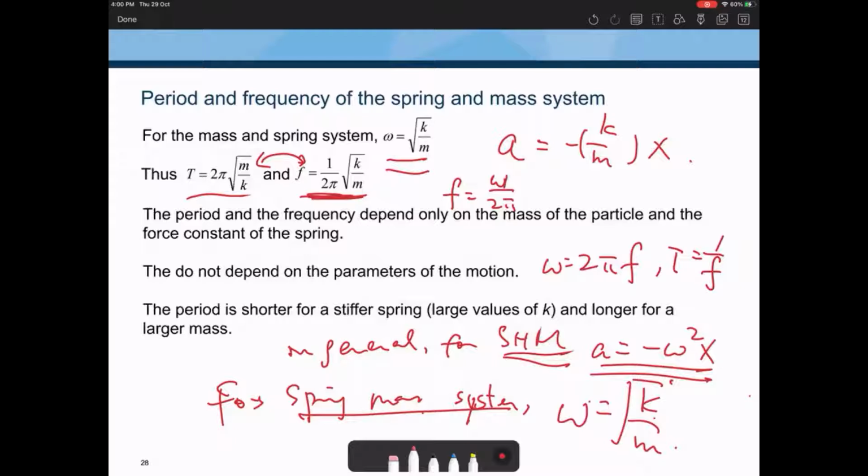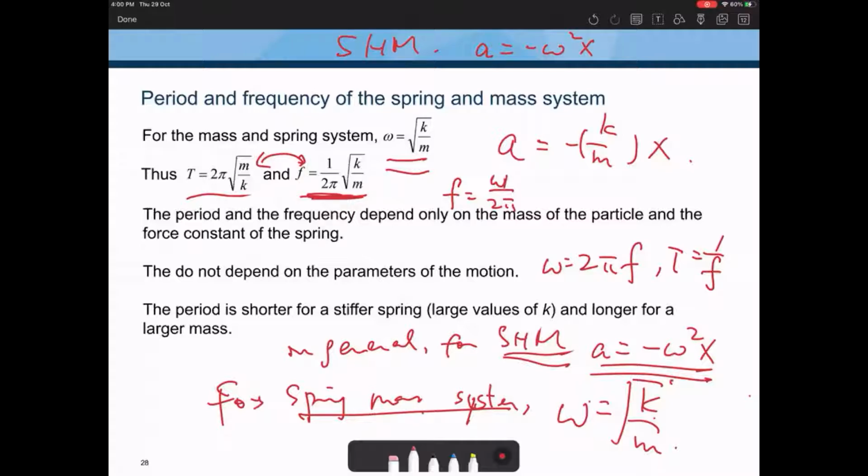So please be very careful on the situation. We have been discussing here simple harmonic motion. For simple harmonic motion, please remember this one: a is equal to minus omega square x. Omega is a term that we have to decide according to the specific scenario.